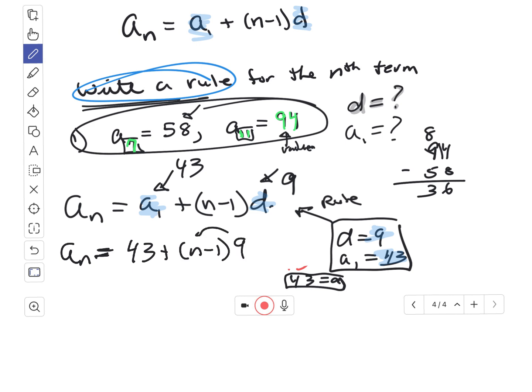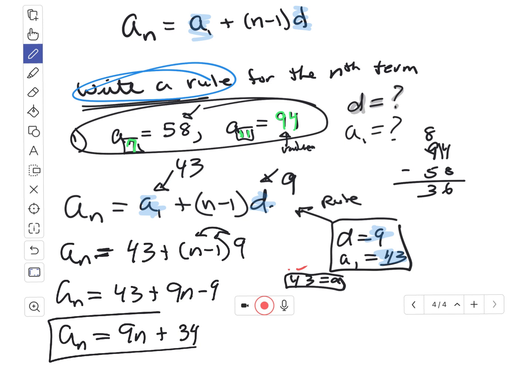And then we have to distribute and simplify. So a sub n equals 9n plus 34. And that's your rule of the sequence.